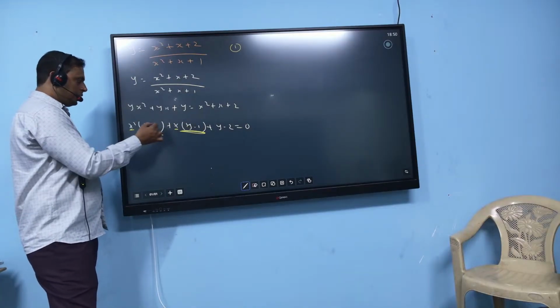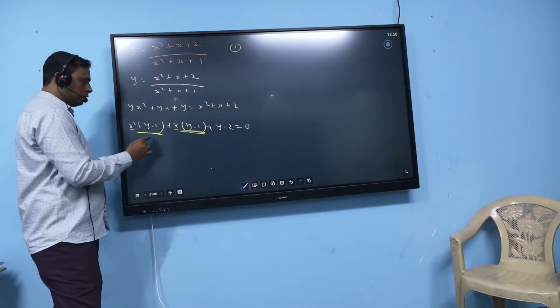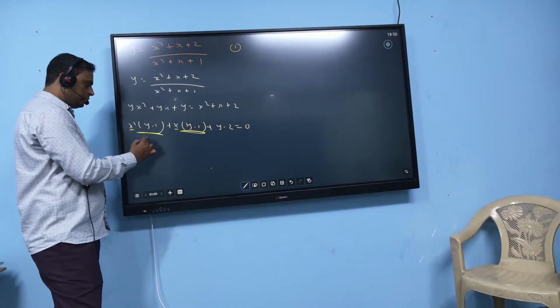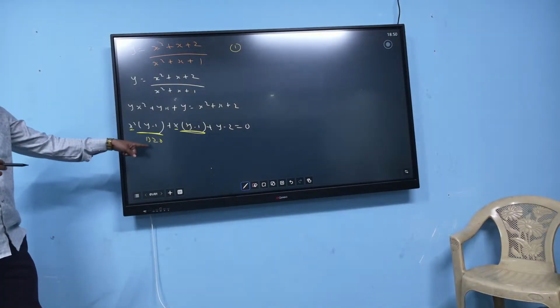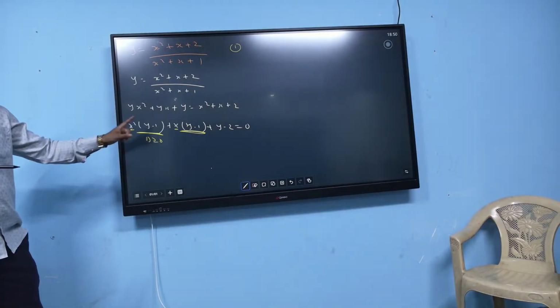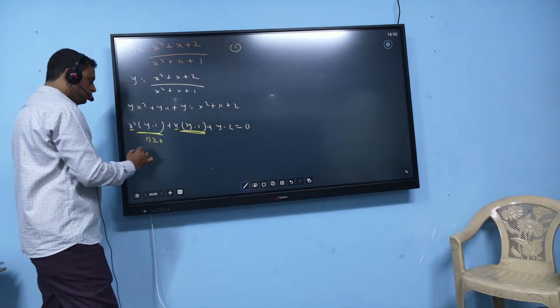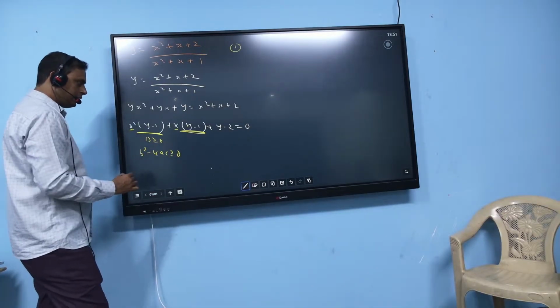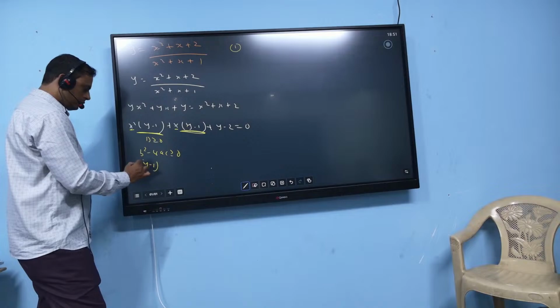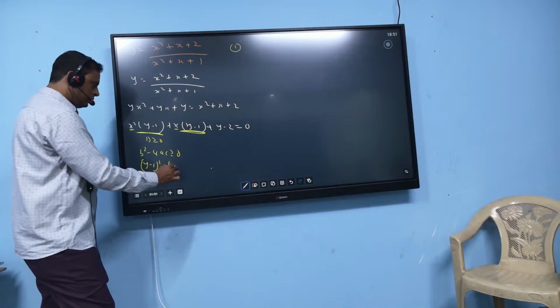Make a note of that point. After that, now what to do? b square minus d is greater than or equal to 0. x will be defined if d is greater than or equal to 0. So what is d? b square minus 4ac. So what is b here, what is a?